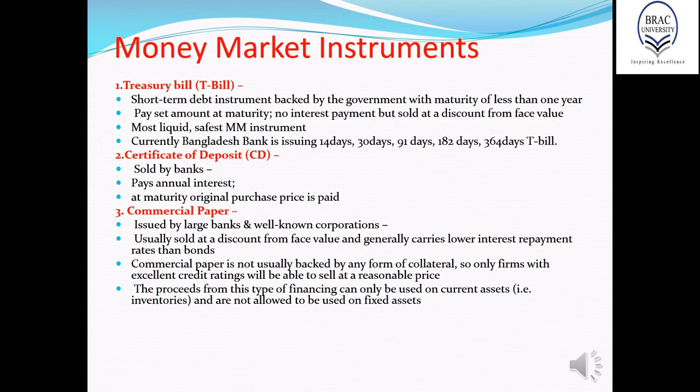The proceeds from this type of financing can only be used on current assets like inventories or cash items and are not allowed to be used on fixed assets. So large banks and organizations occasionally issue this type of commercial paper in order to fulfill their current asset requirements, and they usually do not use it for fixed asset requirements.